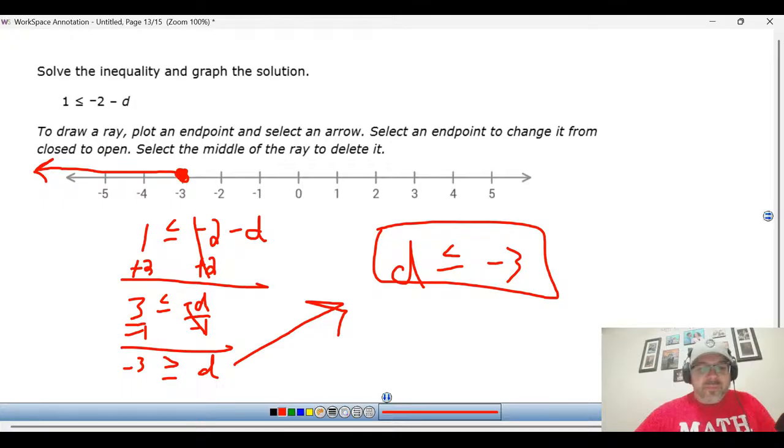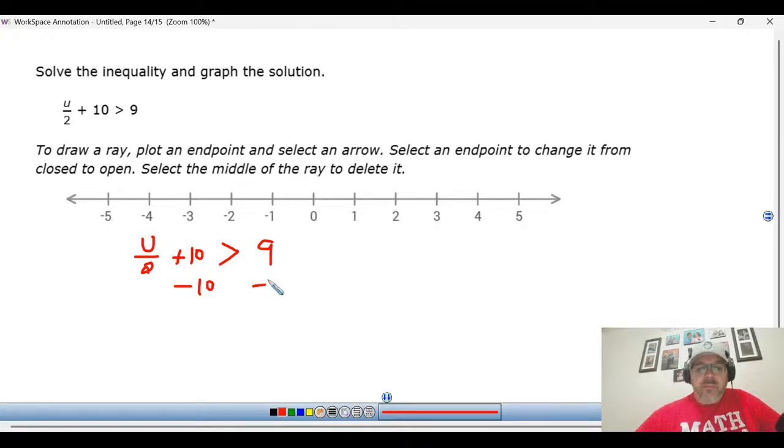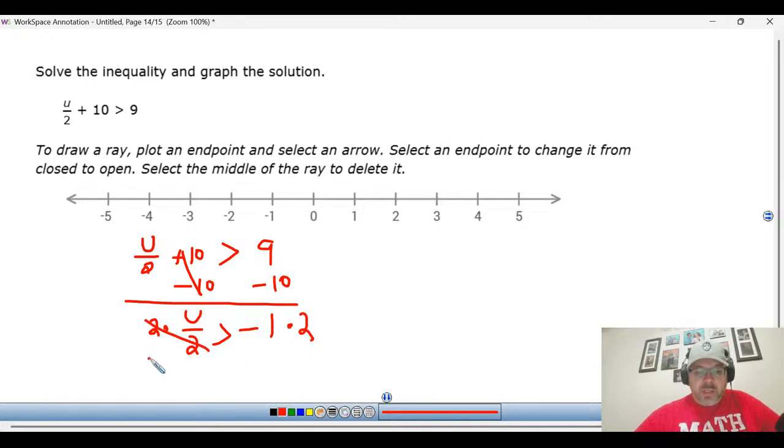All right. Let's go ahead and go to another one of these. Again, I'll rewrite it for us. We got u divided by 2 plus 10 greater than 9. So we're going to subtract 10 from both sides. We got u divided by 2 greater than -1. Then, since this is division, we're going to multiply by 2. The 2's are gone. That just becomes 1. So we have u greater than -2.